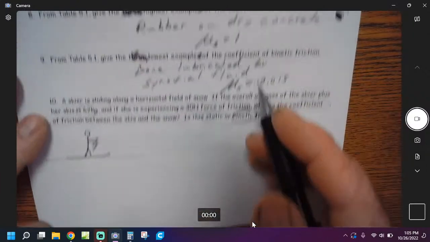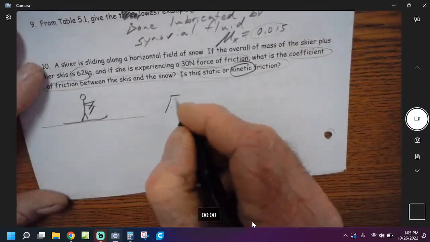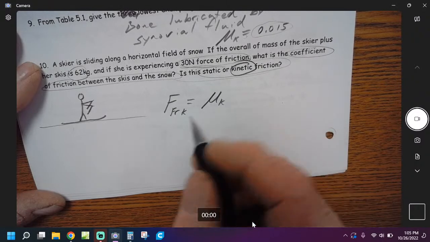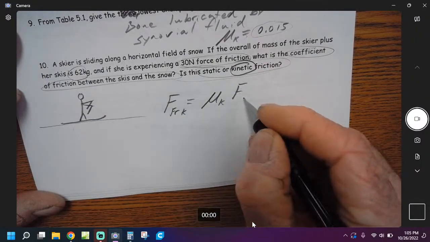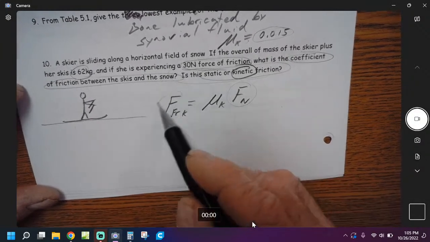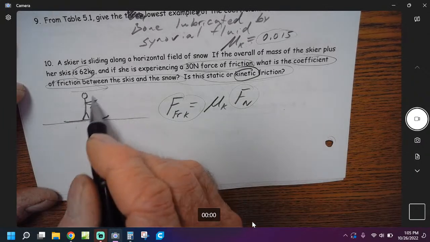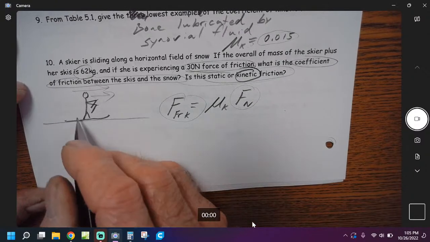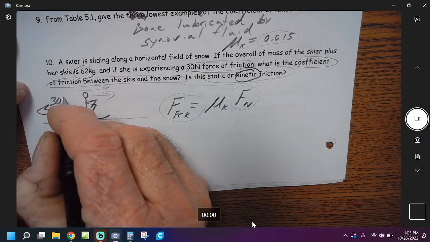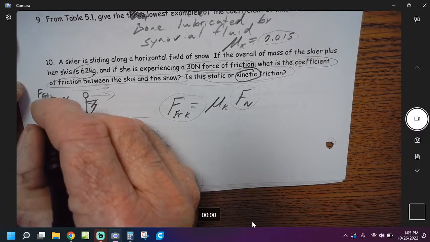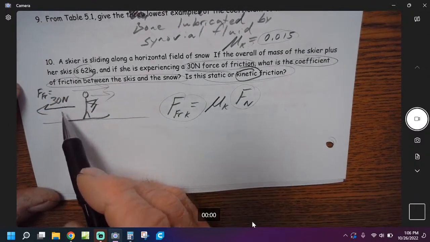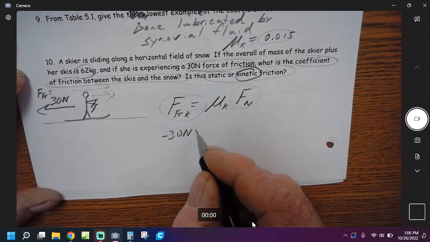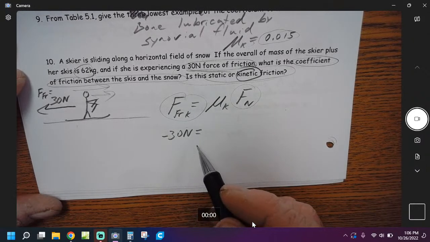So the other part, trying to find the coefficient of friction between the skis and snow. So I'm just going to jump to this formula right here. The kinetic friction is equal to mu k, that's what we're trying to find, times the normal force. So if I can find these two things, then I've got it. So let's assume she's going to the right. She's traveling this way. The force of friction is what? 30 newtons. And I don't really like this. I don't know what to do here, but I'm just going to write force of friction is 30 newtons to the left, which numerically in my little equation really should be negative 30. So that's the force of friction. I don't like this negative right now, and I'll tell you why in a second.